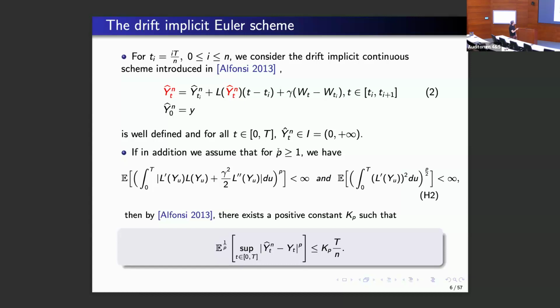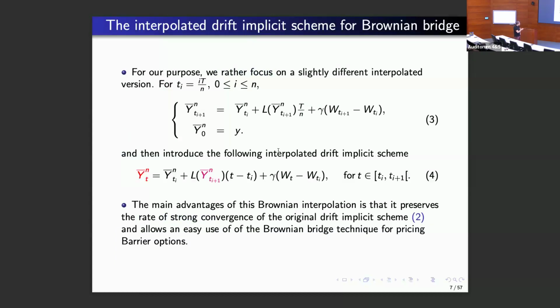So we proposed a different one, which is we start from the same discrete scheme here, but for the interpolation, we still fix the coefficient here. So this is essential if you want to run a Brownian bridge behind. So this is a bit different from Alfonsi's setting. As I said here, the main advantages of this Brownian interpolation are that first we prove that we keep the same rate of convergence, but the second is, of course, you can combine this with your Brownian bridge trick.